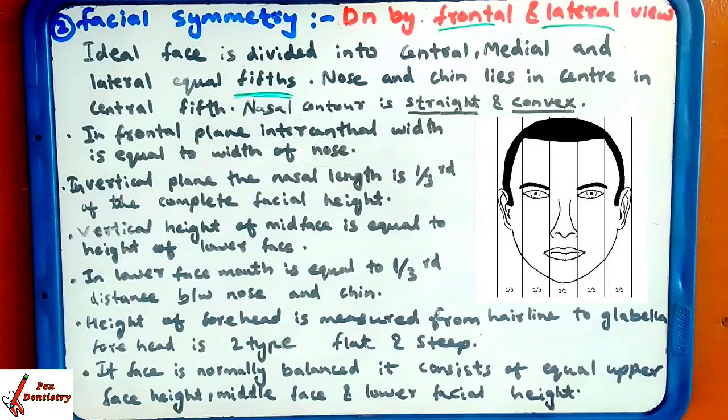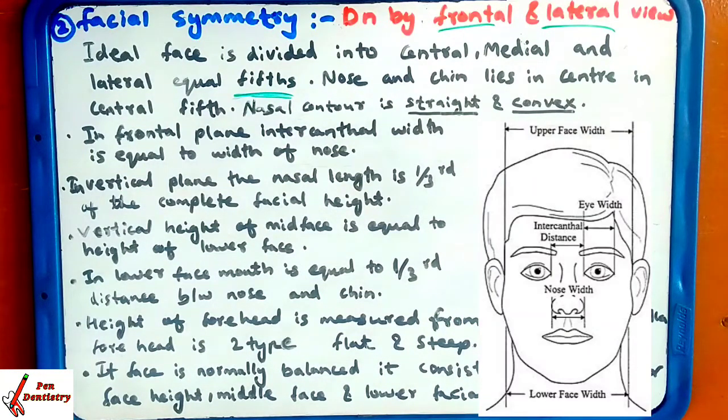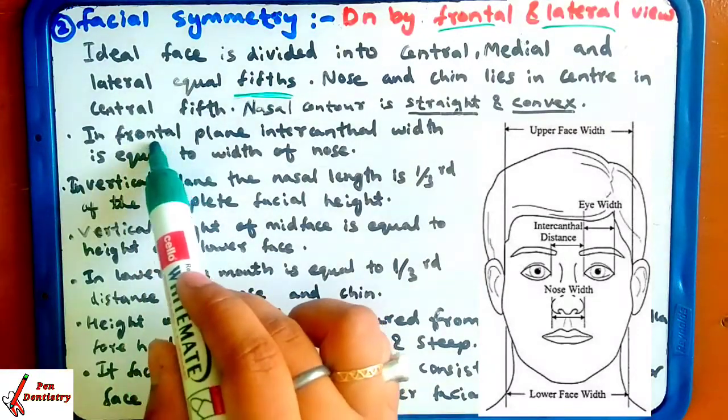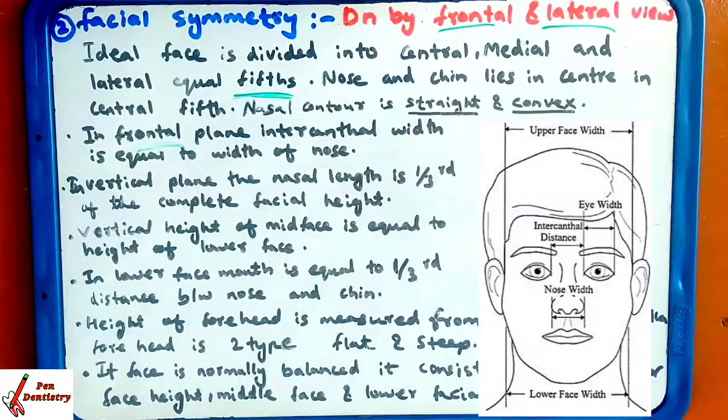Nose and chin lie in the center, in the central fifth. As you can see, the nose and the chin are lying in the center. And the nasal contour is straight and convex. The nasal contour of the face is straight and convex in shape. In the frontal plane, intercanthal width is equal to the width of the nose. As you can see in the picture, when you see the face from the front side, at that time the intercanthal width is equal to the width of the nose.